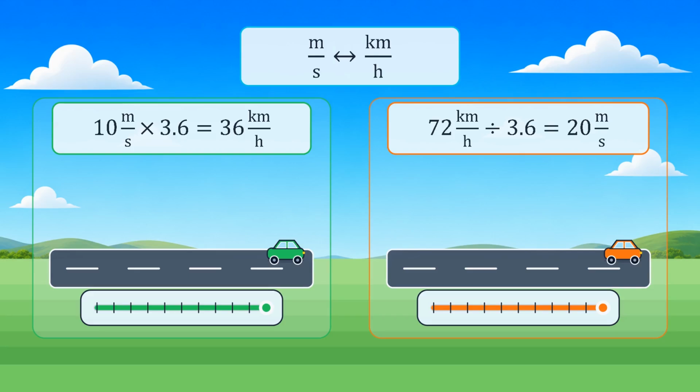However, the direct 3.6 rule applies only between meters per second and kilometers per hour. If the starting unit is meters per minute or centimeters per week, we must return to the basic idea: convert the length unit, convert the time unit, and then calculate.